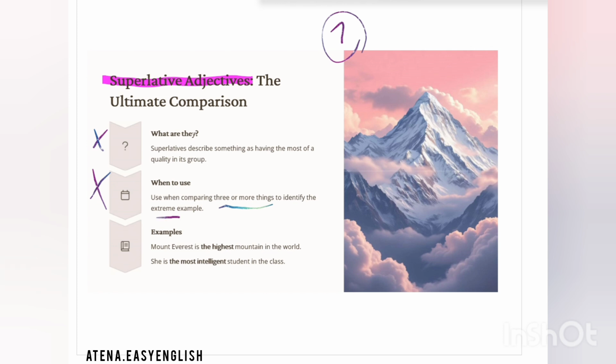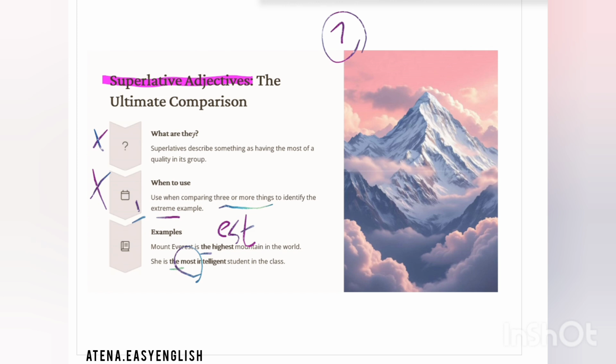The best example, example 1, yes? Look at examples. Mount Everest is the highest mountain in the world. She is the most intelligent student in the class. Look at here. We use the article the with superlative adjectives, and the first one is highest. The adjective is high with est. And this one has most, the most intelligent.